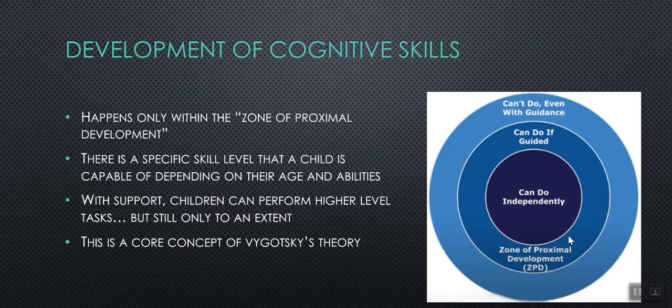The zone of proximal development would be here in the middle circle. The inner circle, the dark blue, is what children can do independently. So this is something they can do on their own. No help. They don't need any support to do it. They're able to do it just independently.